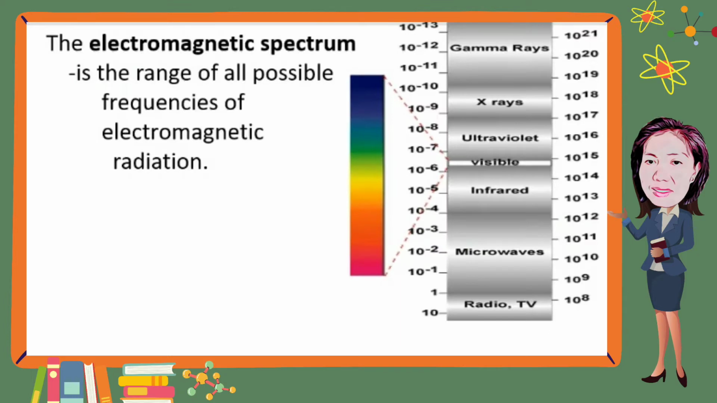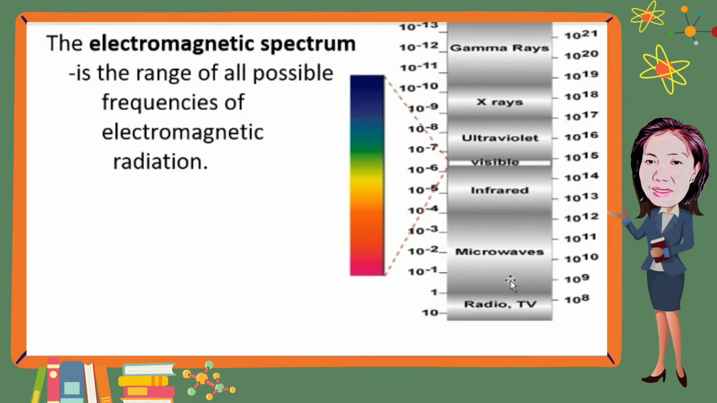This is what we call the electromagnetic spectrum. On the right side, this is a figure of the electromagnetic spectrum, and we have the different radiations. The arrangement is according to the amount of wavelength and frequencies. In grade 7, I think your teachers discussed the gamma rays, the X-rays, the ultraviolet, infrared, and microwaves.